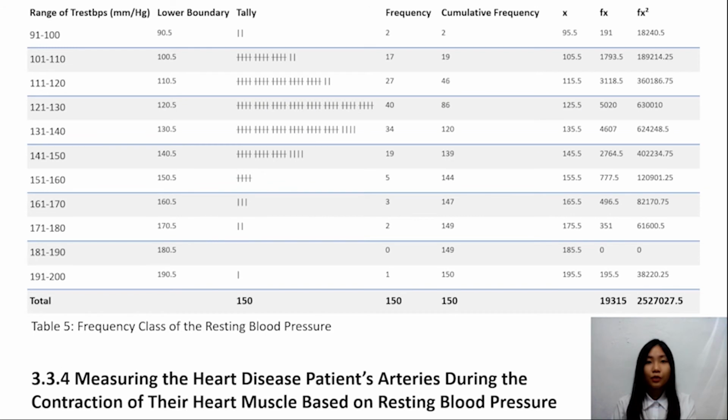Lastly, we go to table 5, which measures the heart disease patients' arteries during the contraction of their heart muscles based on resting blood pressure. From table 5, we can get the result of Fx and Fs squared, which we need for the next step.